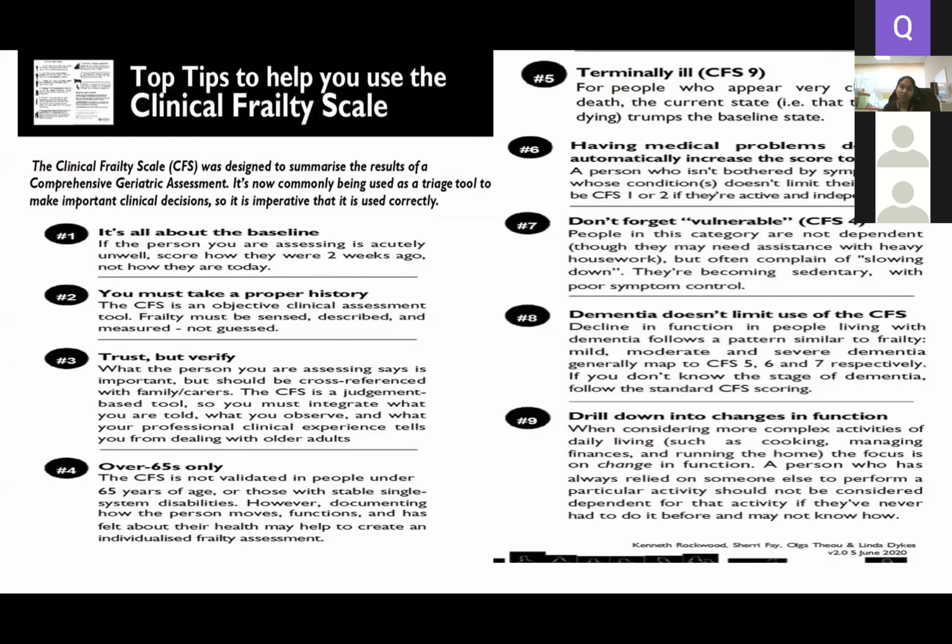So those were some examples of how one can actually use the CFS score. But here are some tips on how to get better value from the score. Remember point number 1, as Dr. Premala emphasized a few times, is all about the baseline. We need to ask what they were like two weeks ago prior to the illness, rather than taking what they look like there and then.